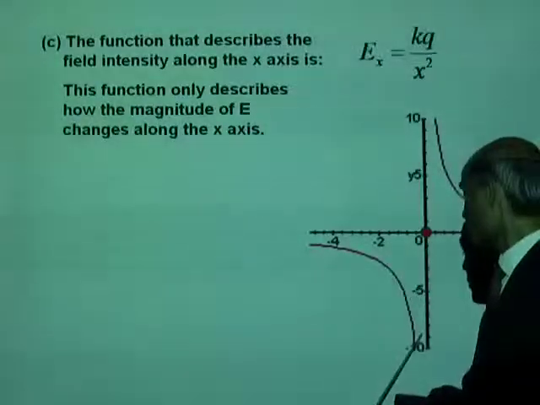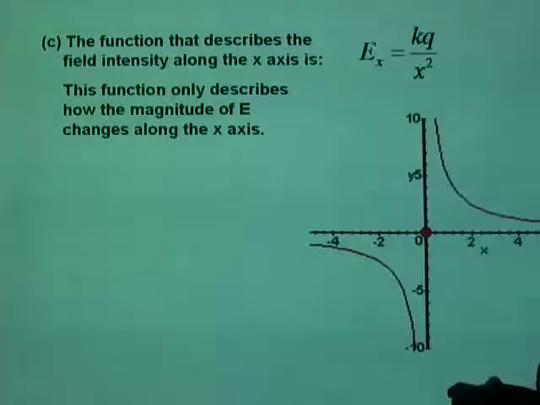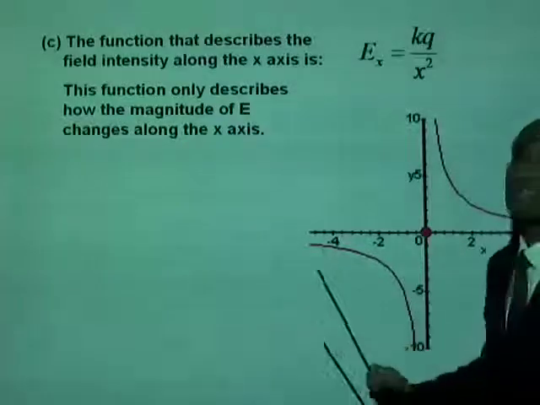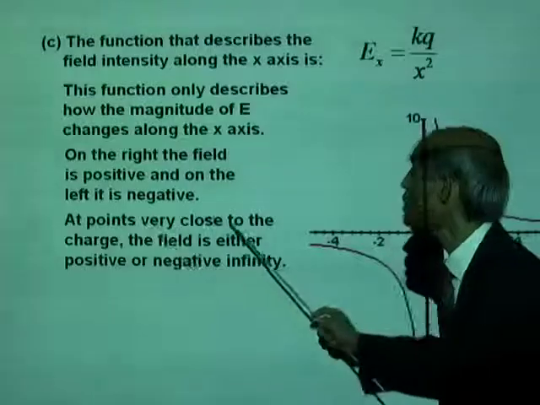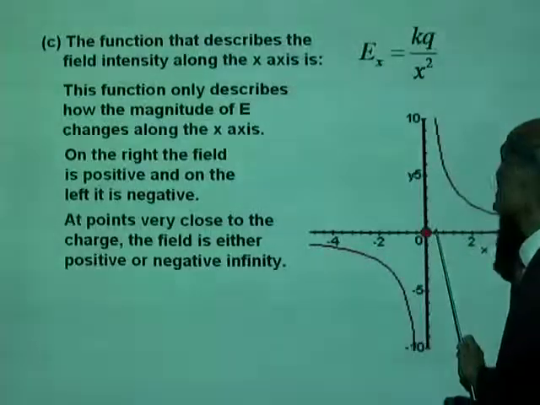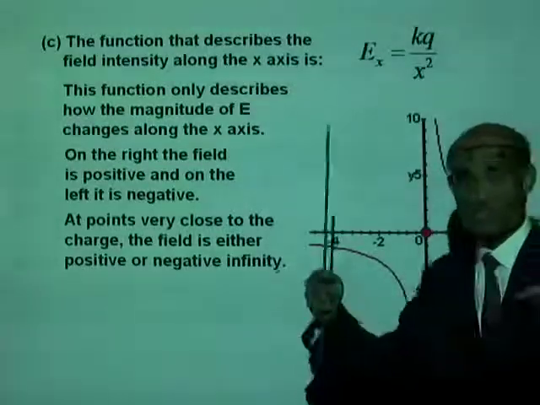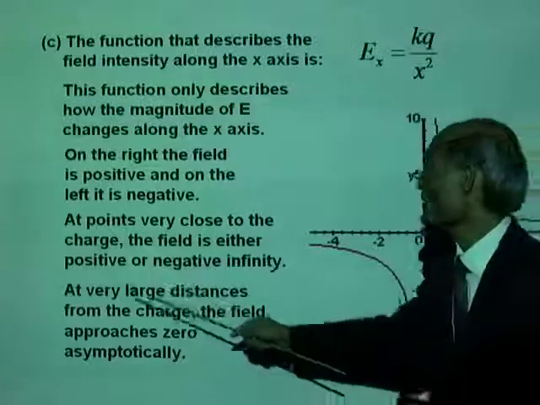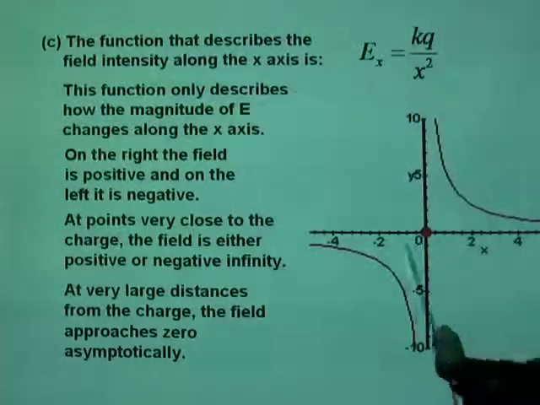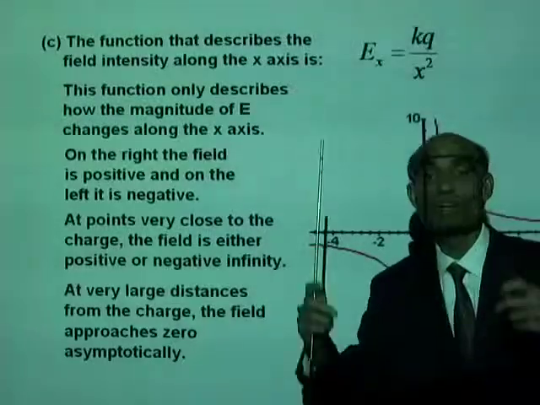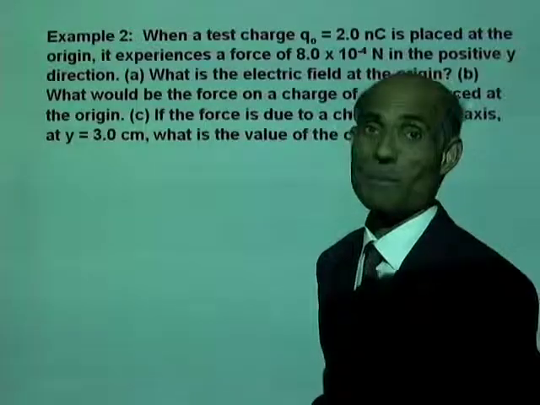Well, actually not. It also tells you the direction, because on the right side it is positive, on the left side it is negative. Alright? At a point very close to the charge, the field is either positive infinity or negative infinity, very large. And at very large distances, as you go far away, you can see the field get closer and closer to zero. Let's try another problem.